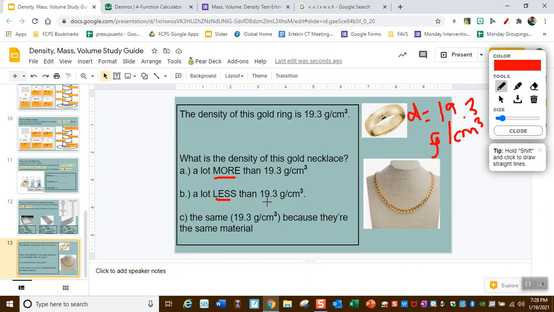Or C, the same, because they're the same material.